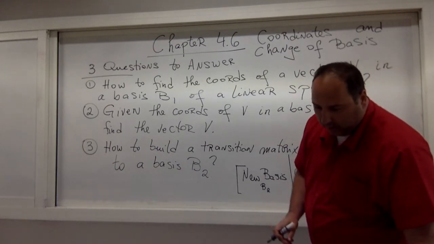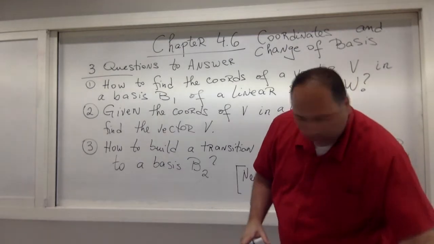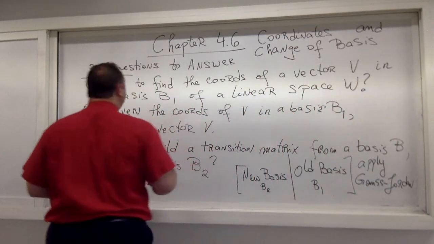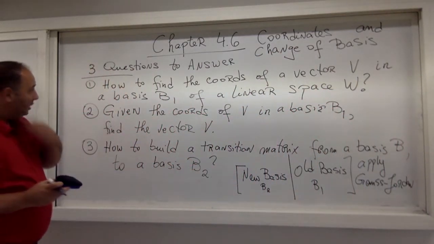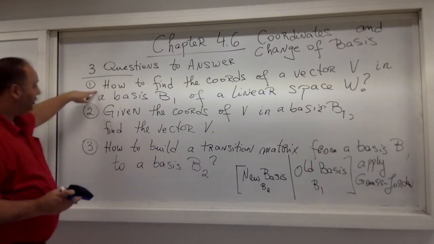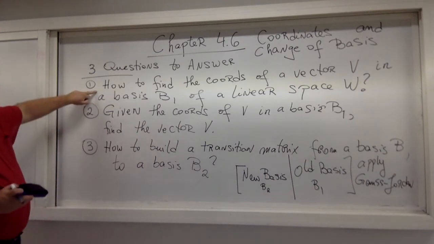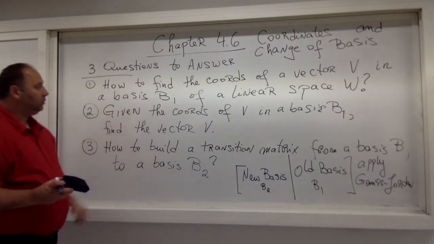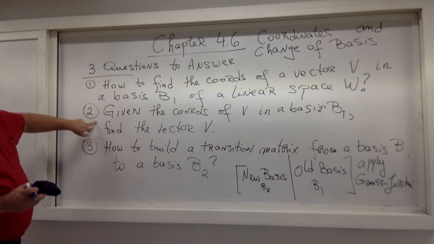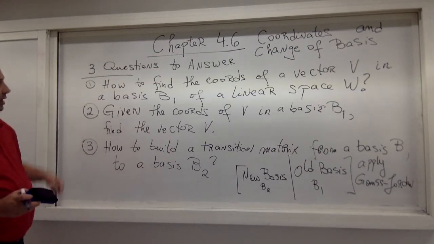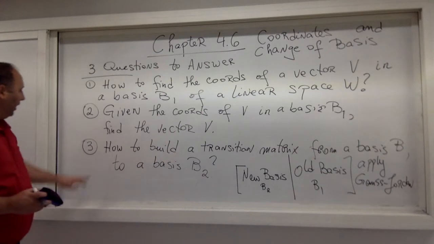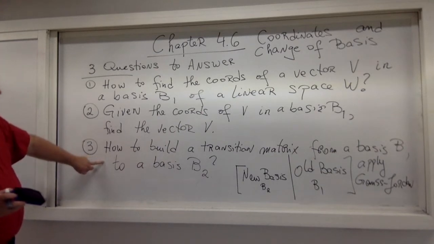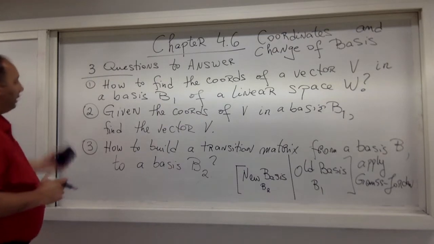So let me try to illustrate how to do all this, one thing at a time. So we will start with the first objective, which is how to find coordinates of a given vector in a given basis. So if I change basis, coordinates will change. And then we will go to the easiest part, which is given coordinates, find the guy. And then we are going to build actually systematically a transition matrix between two bases.